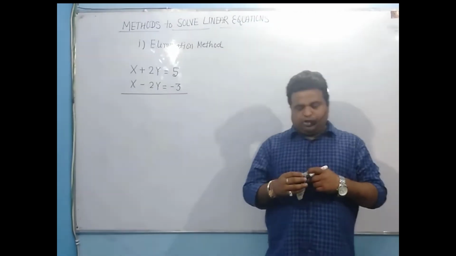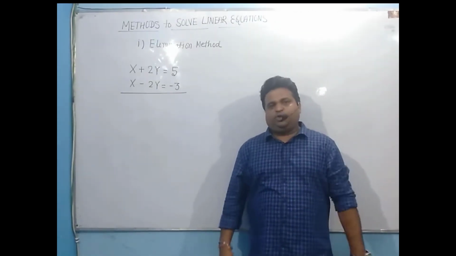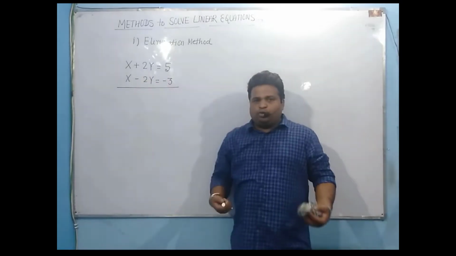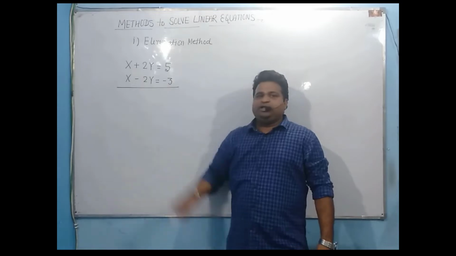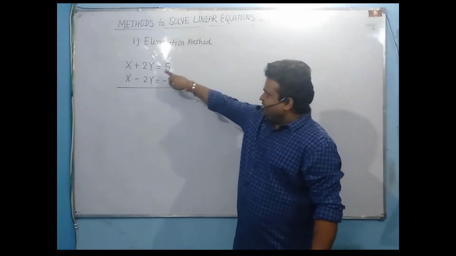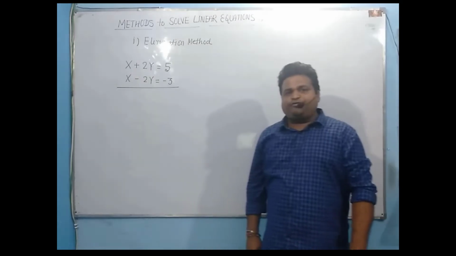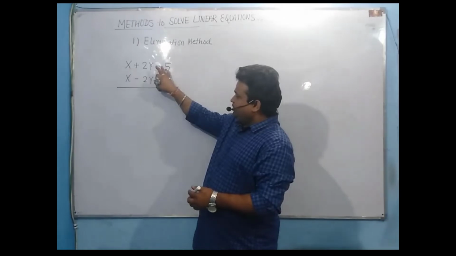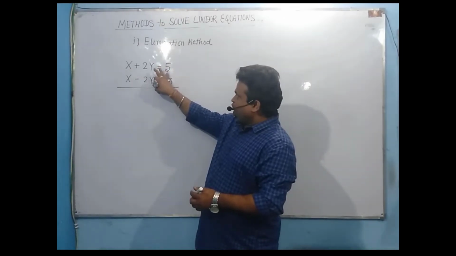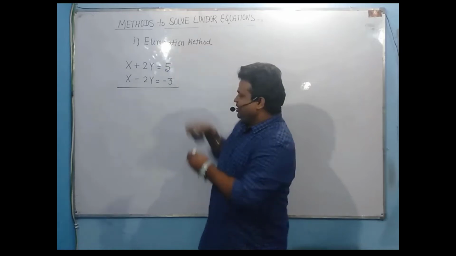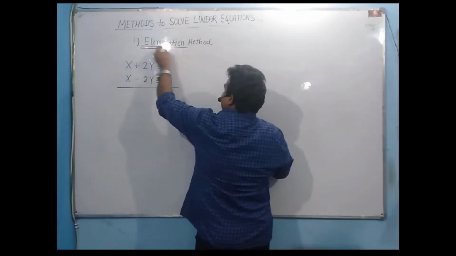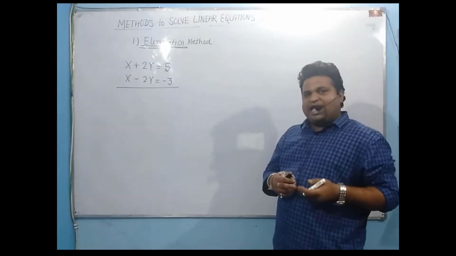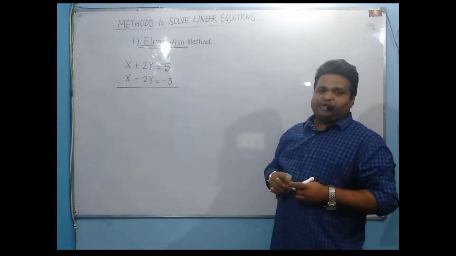So in linear equation, what is your aim? Your aim is to find out the value of all unknown variables. I don't know what is the value of x, what is the value of y. With the help of these variables and this equation, you need to find out the value of x and y. Elimination means you need to eliminate one variable first, find out the next variable value, and with the help of that variable value you find the previous one.